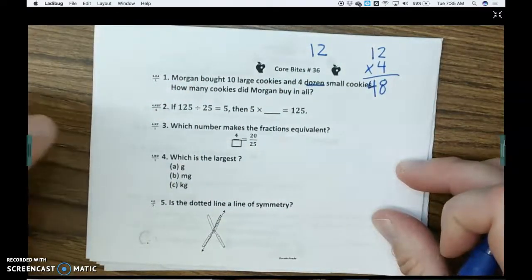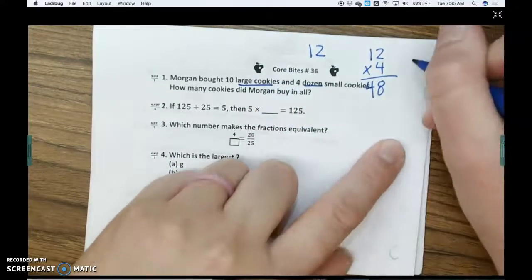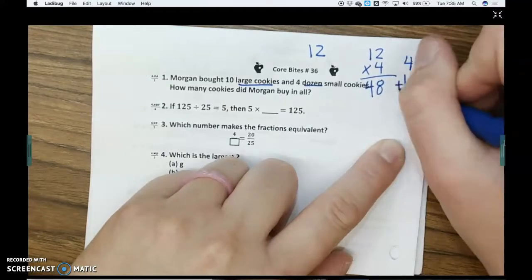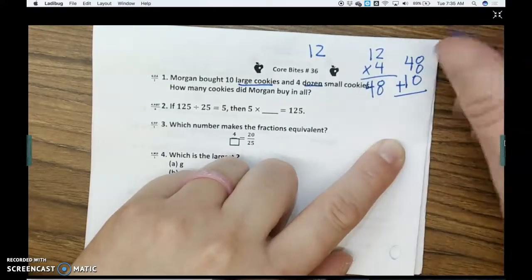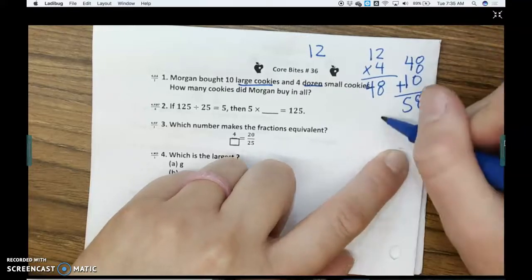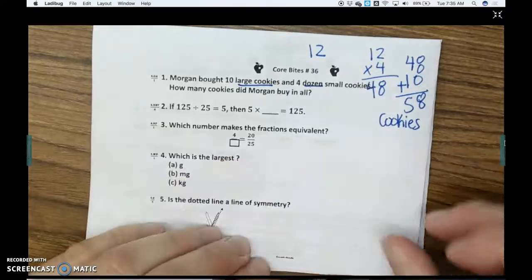And then she already has 10 large cookies. So you're just going to take 48 and 10, add all those cookies together. 8 plus 0 is 8. 4 plus 1 is 5. So she has a total of 58 cookies.